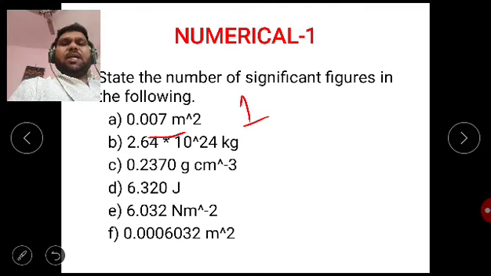Okay, so now we will move to part B. We are having 2.64 into 10 to power 24 kg. Okay, so now comes rule number 2. So while calculating the number of significant figures, we have to ignore the powers of 10. So 10 to power 24 will not be considered in taking the number of significant figures. So we are left with 2.64. So all the three digits are non-zero and therefore they will be considered as significant figures. So 2.64, 2 is significant, 6 is significant and 4 is also significant. So number of significant figures will be equal to 3.